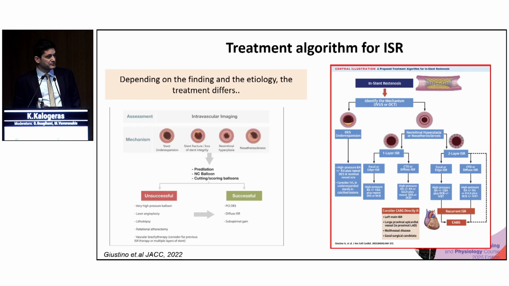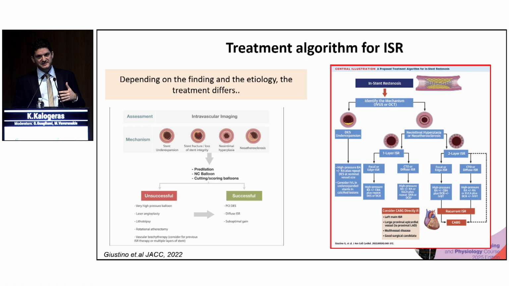So there are a lot of algorithms about in-stent restenosis. I found a lot of common paths in these algorithms, and all of them agree on just one thing: imaging should come first, and this is the first thing we have to do in order to investigate the etiology, and based on that, we go with a treatment. If there is a mechanical in-stent stenosis, including fracture or underexpansion, then we can use high-pressure balloons, rotablation, or IVL if there is a lot of calcium.